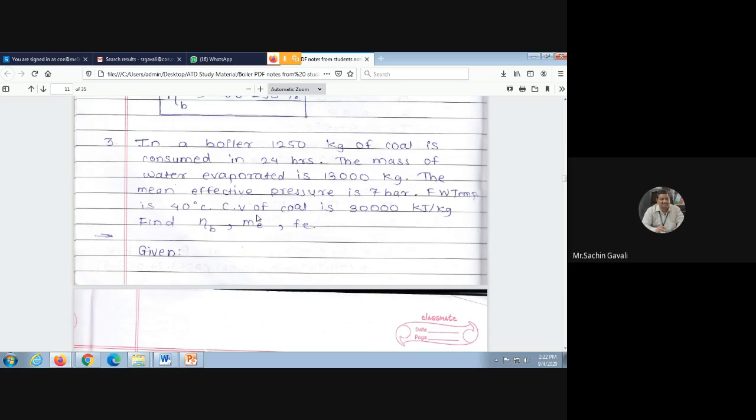Boiler efficiency, equivalent evaporation and factor of evaporation. What do we have to calculate? Boiler efficiency, equivalent evaporation and factor of evaporation. The symbol is ME, factor of equivalent evaporation and factor of evaporation. Three things we have to find out. Are we able to solve?